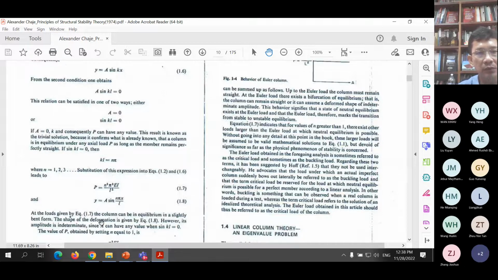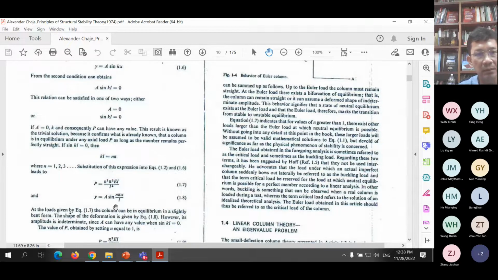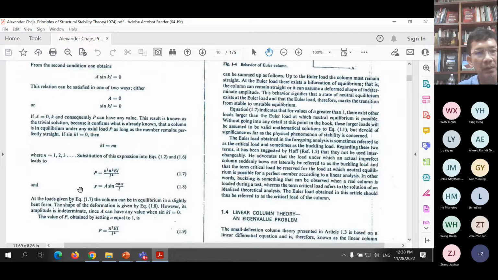So the load given by 1.7 here can be in equilibrium in the slightly bent form. Any such load, the column can stay in the slightly bent form, and the shape of that slightly bent form is given by this. So there are many P values and many possible shapes of y, depending on the n value that we use. n can be 1, 2, 3, 4, 5, 6. But in determining critical loads, we are interested in the smallest value. The smallest value corresponds to n equal to 1.